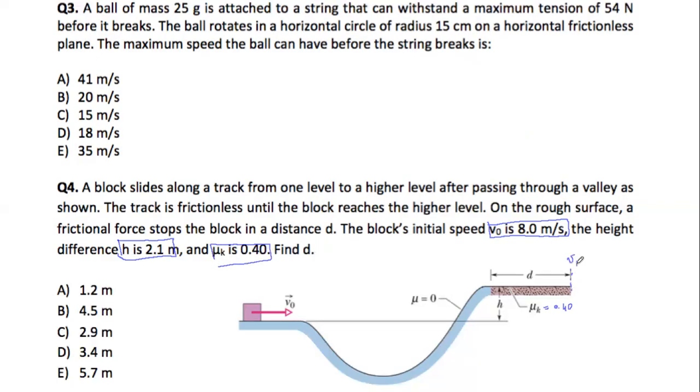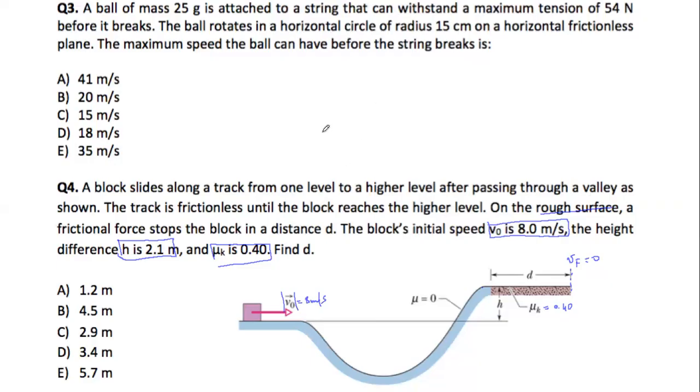So when I stop here, the V final will be 0. I started with an initial speed of 8 meters per second, and I end up with a final speed of 0. Along this journey, I have gone through a difference of height, and then I went through a friction road, a rough road. The question is, I want the distance I will travel on the rough road before I stop.